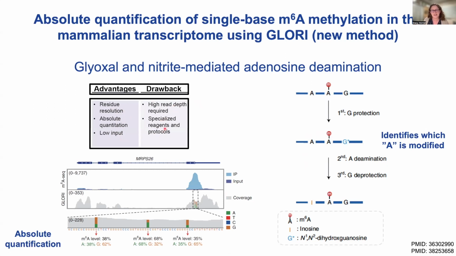And while it's not impossible, there are some specialized reagents and protocols that might be difficult for some people, including the fact that many of these chemicals can sometimes totally shred your RNA. So it can be hard to actually sequence the molecules that come out at the end and get meaningful information.